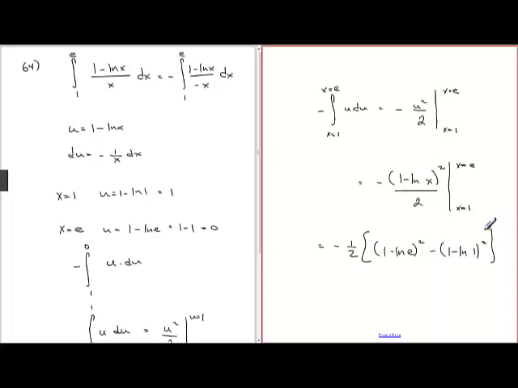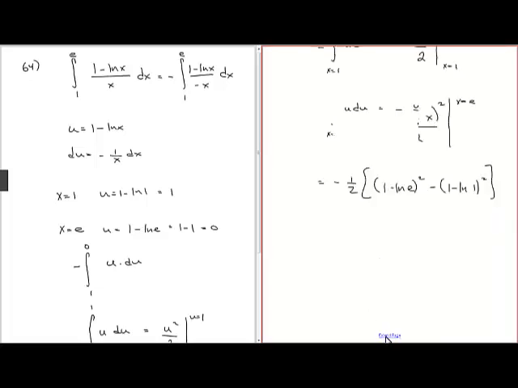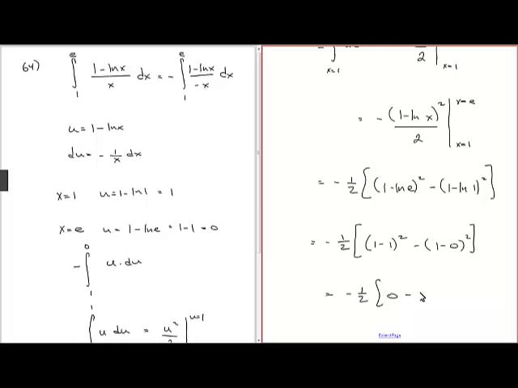Okay, so we have negative 1/2. And we would have 1 minus the natural log of e, which would be 0. Square that, minus 1 minus the natural log of 1, which is 1. We square that. And so we'd have negative 1/2 times 0 minus 1, which is positive, because we have a negative times a negative, positive 1/2. Same answer we got previously.